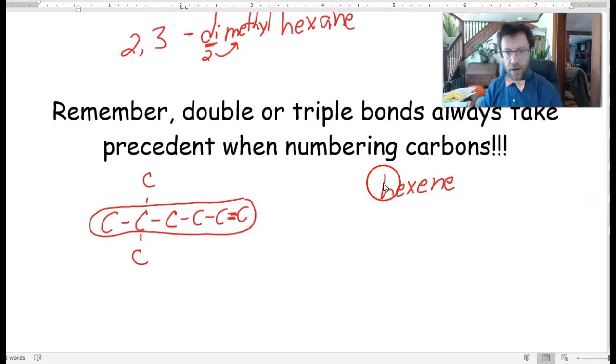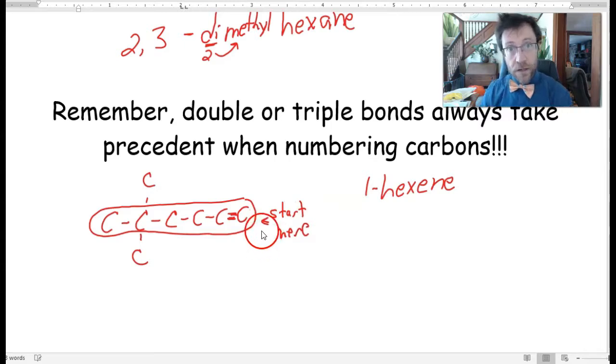And where is that double bond? 1. It's in the 1 position. Okay? Just like we did before. And always remember, you always give this the lowest number possible. So we're starting here, for the double bond, because we have to show where the double bond is.